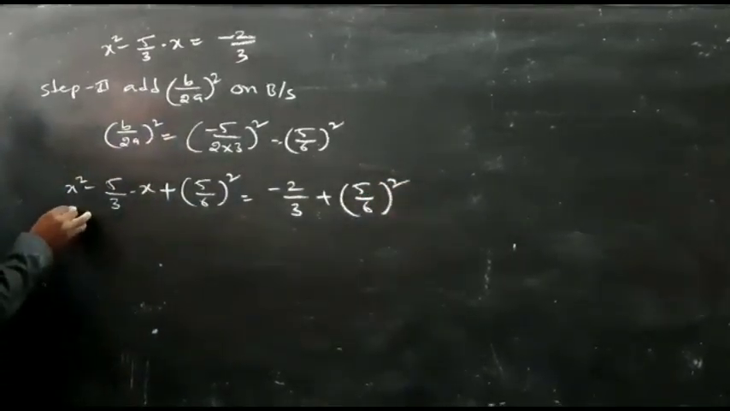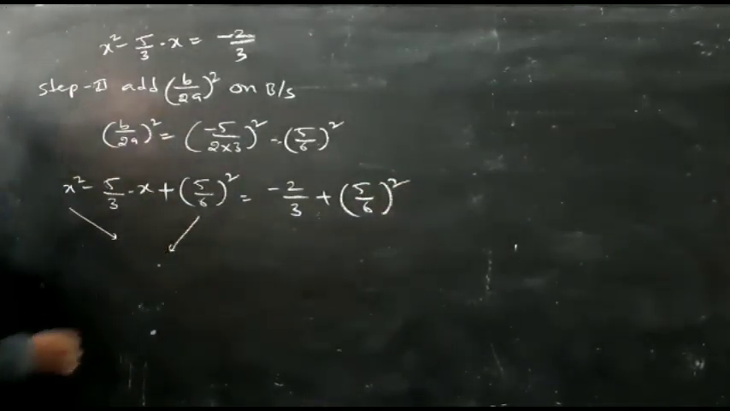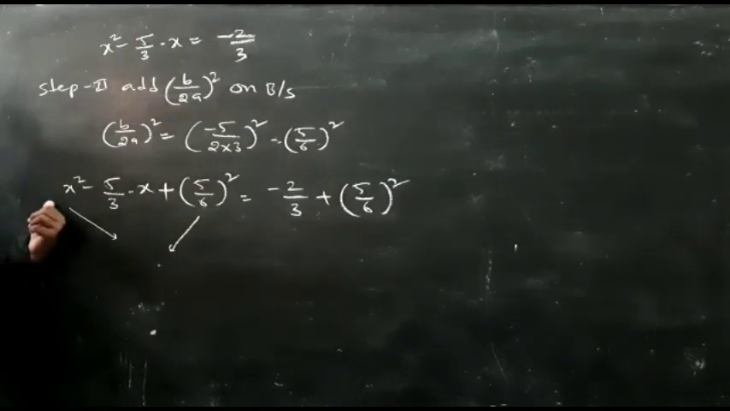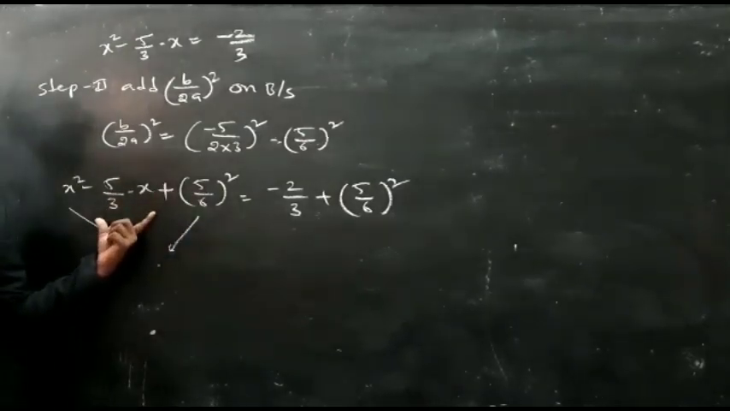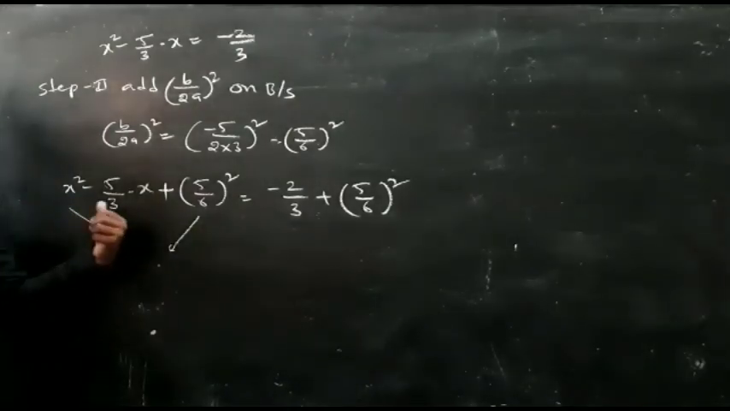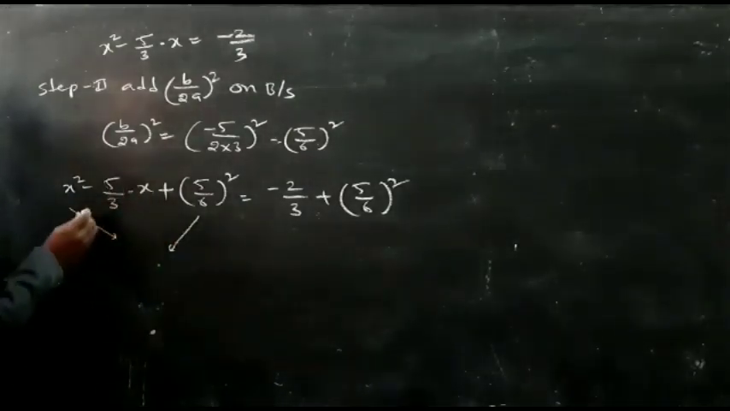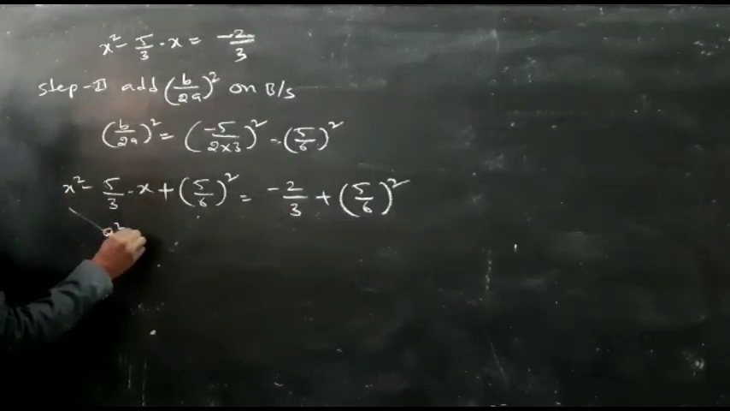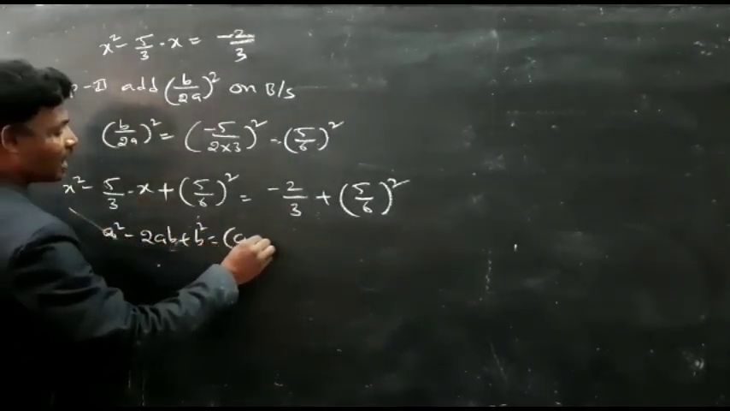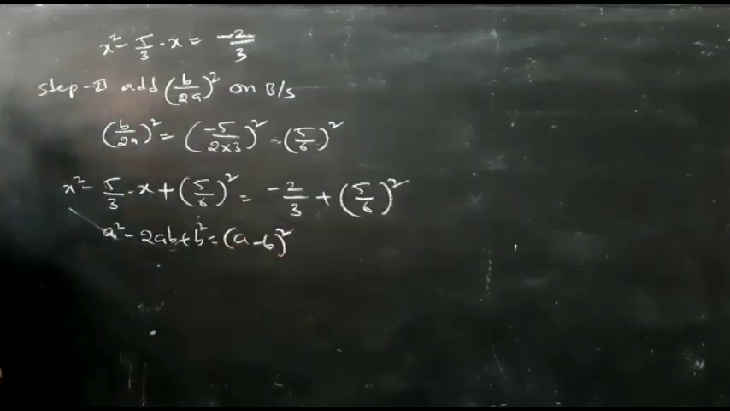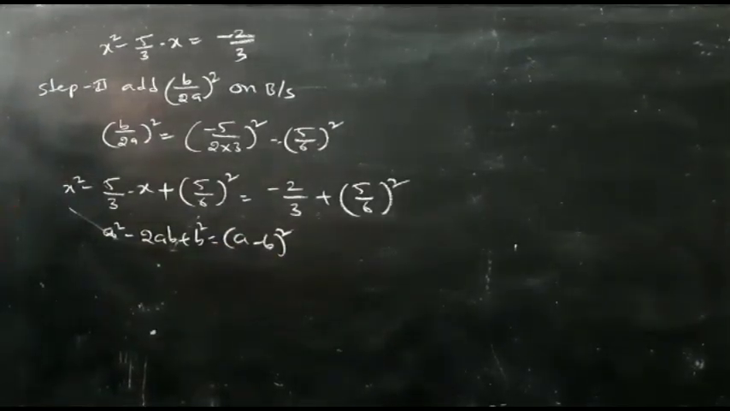By adding that, the left side is converted into a square minus 2ab plus b square form. So use the a minus b whole square formula.